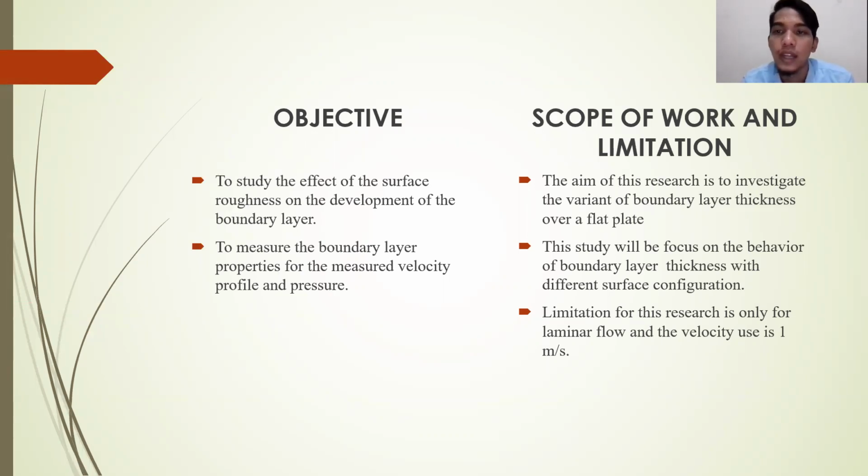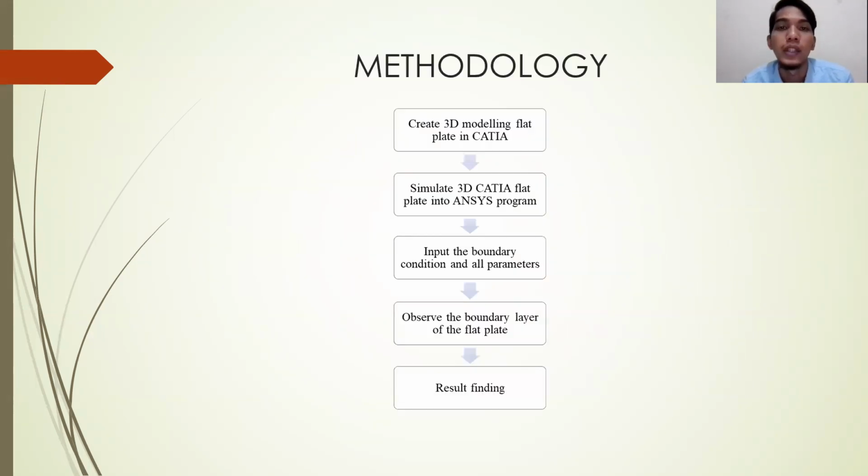For scope of work and limitation, the aim of this research is to investigate the variation of boundary layer thickness over a flat plate. The study will be focusing on the behavior of the boundary layer thickness with different surface configuration. The limitation for this research is only laminar flow, and the velocity used is only 1 meter per second.